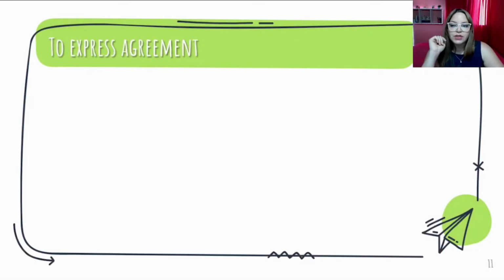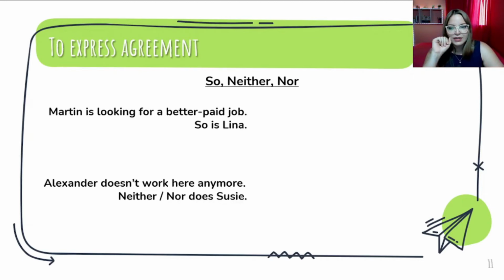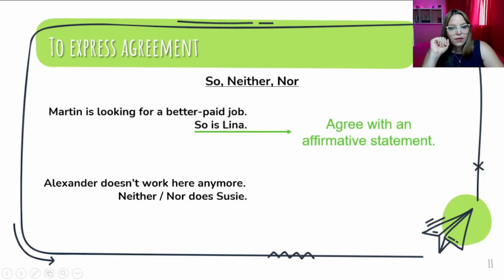Okay, inversion can also be used to express agreement. How do we do that? By the use of the words so, neither, or nor. Let's look at these examples. Here we have Martin is looking for a better pet job. So is Lina. This phrase, so is Lina, agrees with an affirmative statement. So, Martin is looking for a better pet job, and Lina is also doing that. That's why we use so is Lina.